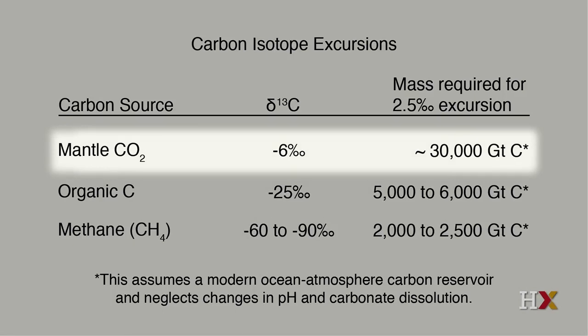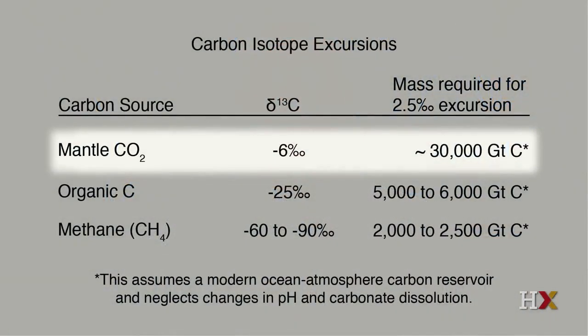You can do a simple mass balance calculation to figure out how much mantle CO2 you would need to add to the ocean and atmosphere to drop the delta C13 of the ocean by 2.5 per mil. This turns out to be about 30,000 gigatons of carbon, a huge amount, almost the same size as the total ocean reservoir today. But this simple calculation doesn't take into effect the changes in ocean pH and ocean chemistry that come about as a result of the added carbon dioxide to the atmosphere.